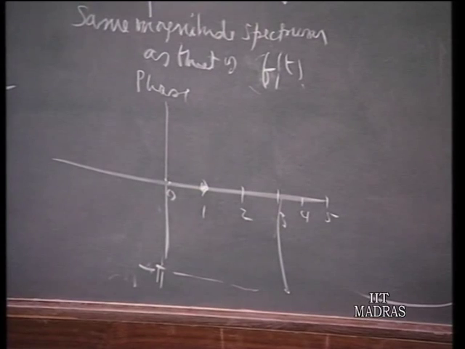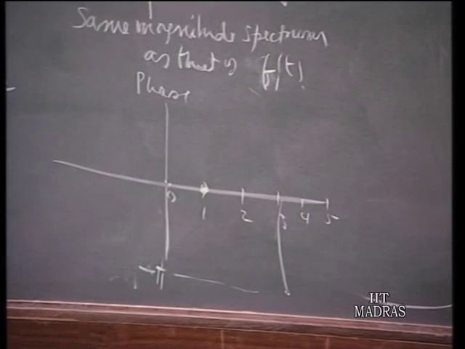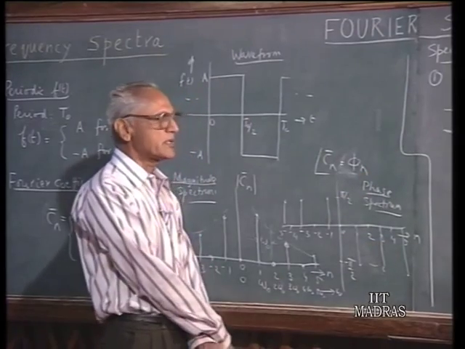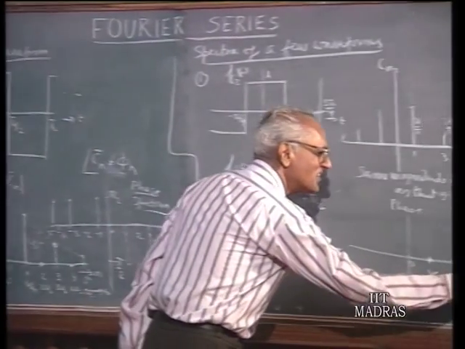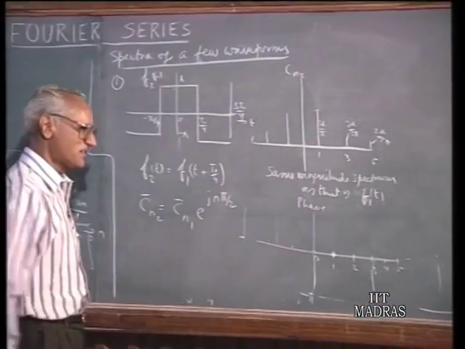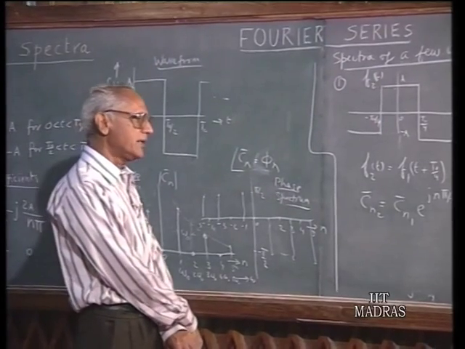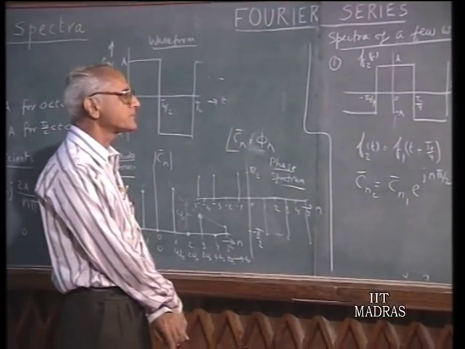And at 5 you add 5 pi upon 2, it is already minus pi upon 2, you add 5 pi upon 2, it becomes 2 pi, once again it is 0. So, you have a whole series of angles 0 or pi alternately, and this is the phase spectrum.